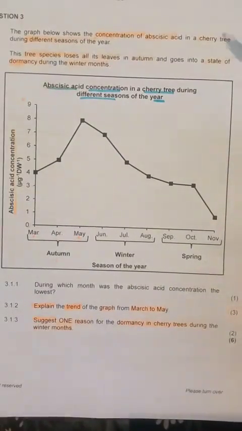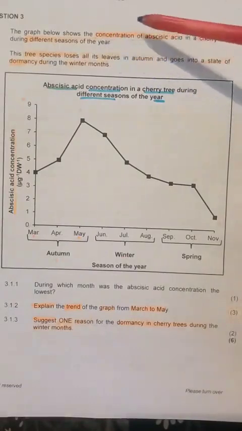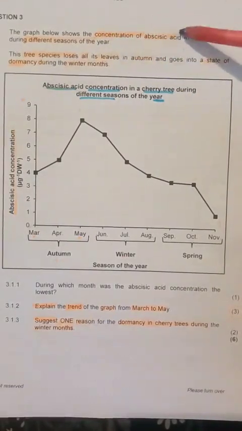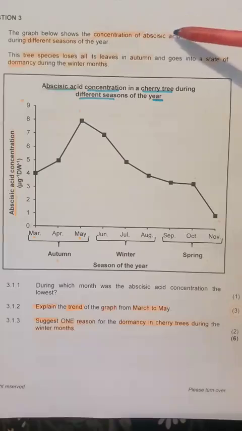Right, let's have a look at this question on abscisic acid. The graph below shows concentration of abscisic acid in a cherry tree during different seasons of the year. Now remember abscisic, just think of a scissor. Scissors cut, so that's when the leaves are falling down. It's almost like they've been cut from the tree, abscisic acid.